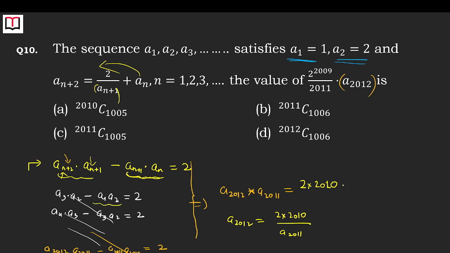So this will be plus 2. I'm sorry, plus 2. So it's 2 into 2011 upon a 2011. In general, what will we get? In general, we'll get a(n+2) into a(n+1) is equal to 2 times (n+2)? Okay, so a(n+2) is 2 times (n+1) upon a(n+1)th term.